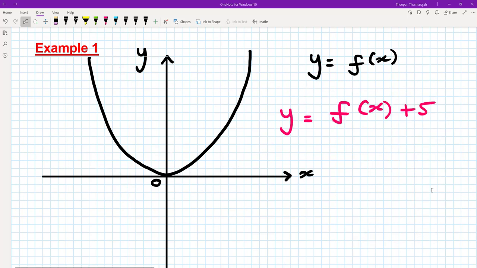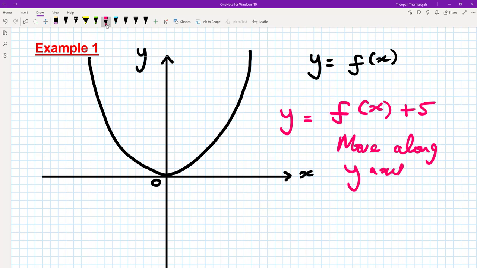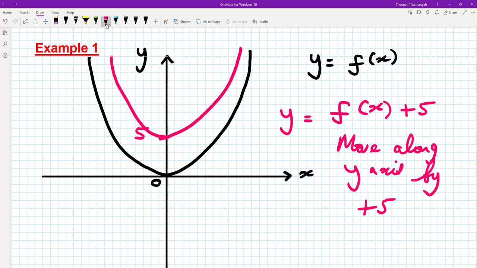The next question says to draw the graph of y equals f(x) plus 5. So if the number's not in the bracket, we do exactly what it says along the y-axis. So we move along the y-axis by what it says, by plus 5. So we're going to go up by 5 squares. So 1, 2, 3, 4, and 5. And then we can draw our graph. So that's how the graph will look.